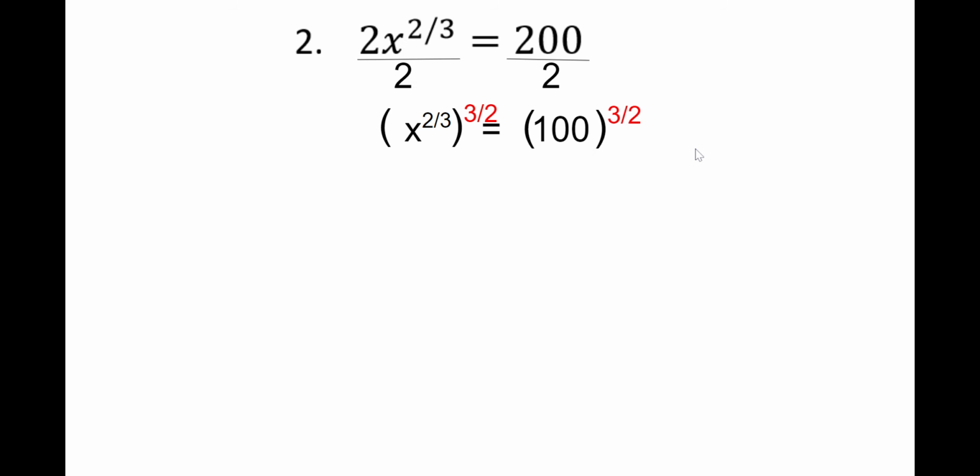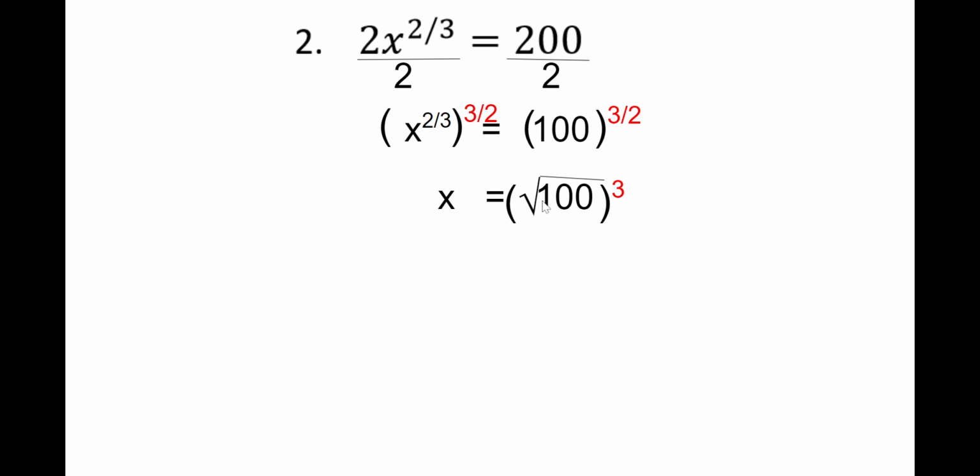Okay, number 2. Those steps were: first, isolate the variable, or the exponent and its base. The only part that has the exponent of 2/3 is the x. So our first step on this one is to divide both sides by 2 to get x to the 2/3 equals 100. From here, we're just going to follow the steps that we did last time. Take both sides to the reciprocal power. 2/3 times 3/2 is just 1.